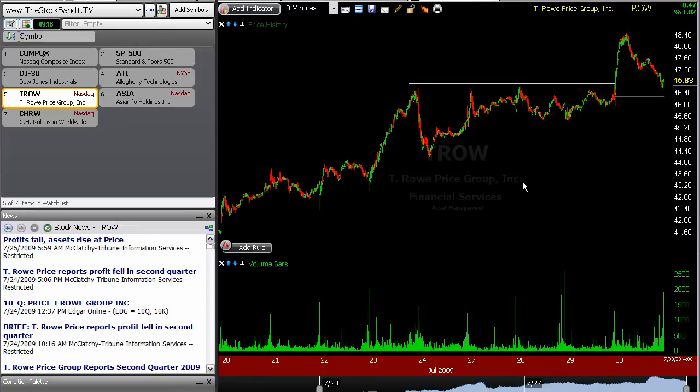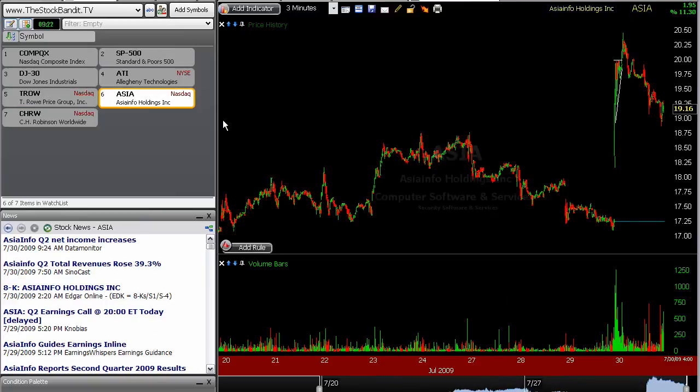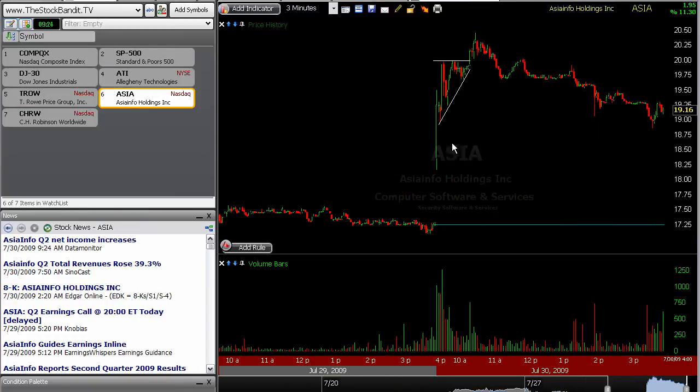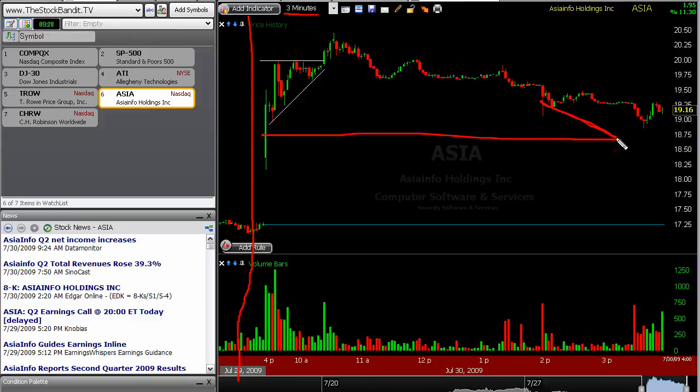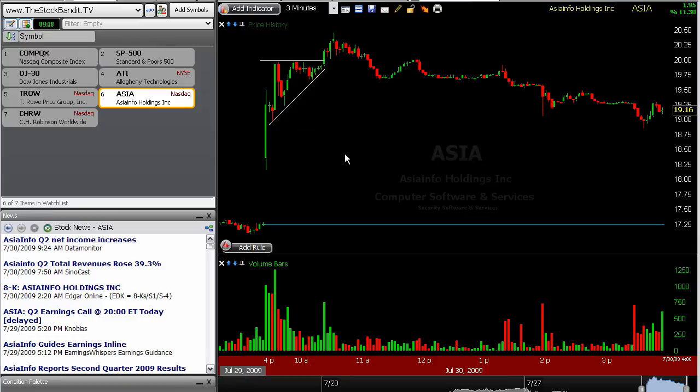So let me give you a couple of examples. Now, a tight pattern with consolidation can usually be outlined with a couple of trend lines. So let me show you another example stock today. This was Asia, and again, this is a 3-minute chart, and basically everything to the right of this vertical line that I'm drawing is all today's action. Okay, this is intraday price action for today.